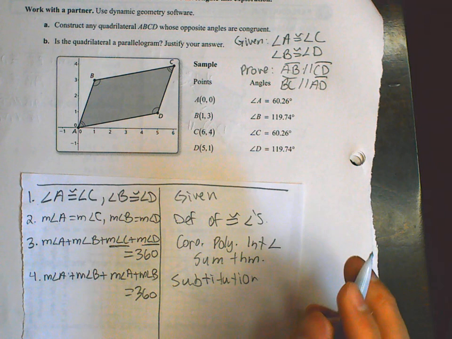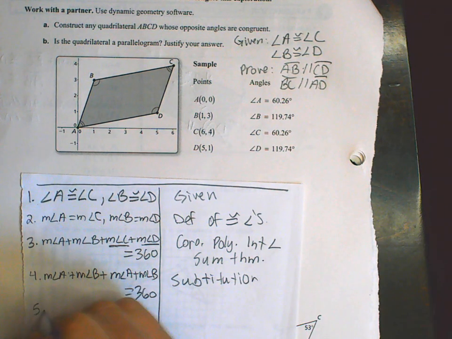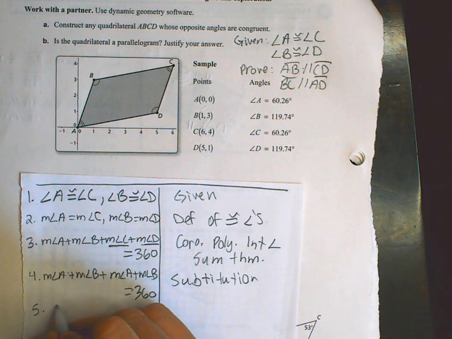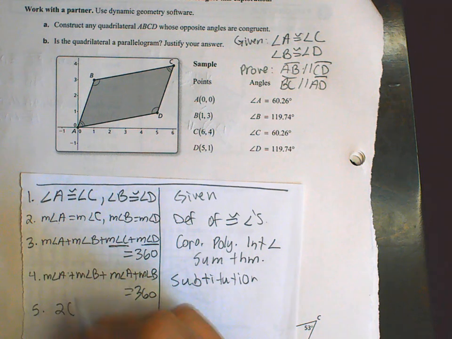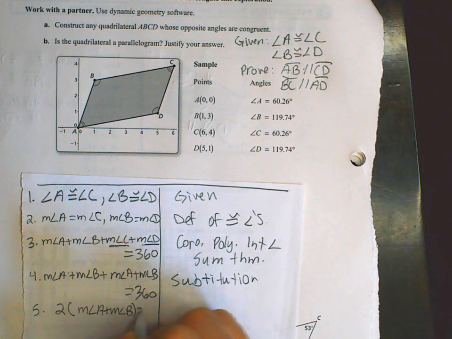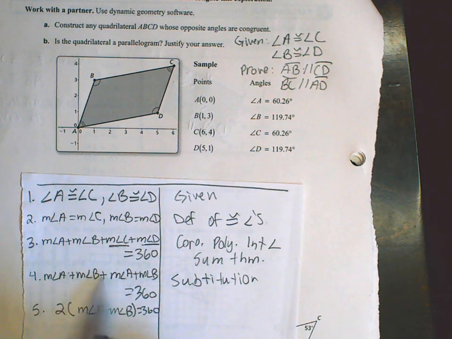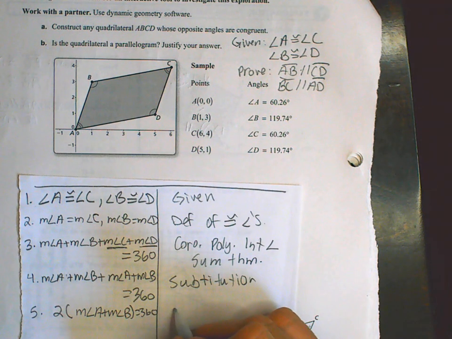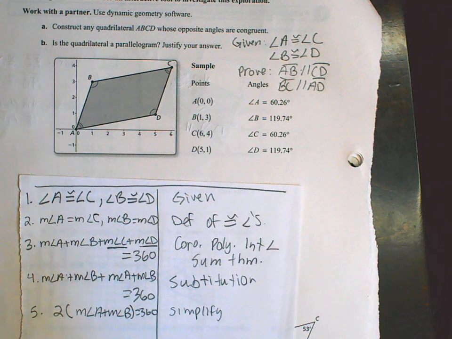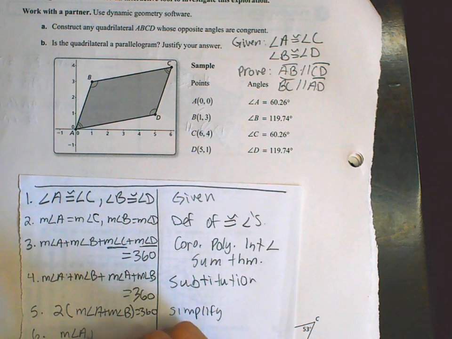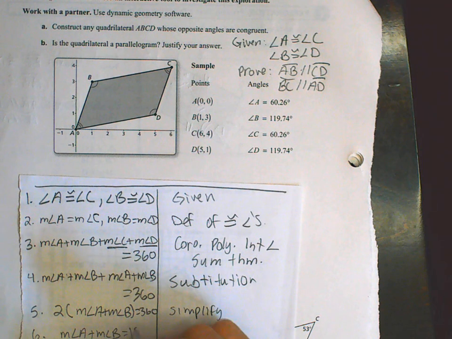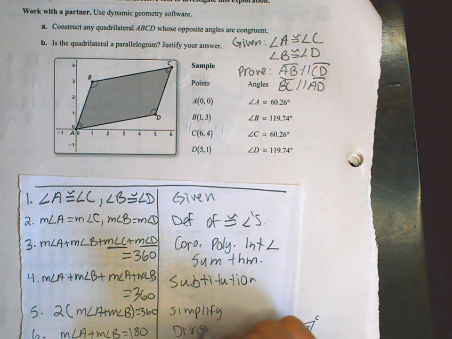Then I'm just going to combine the like terms. Hopefully I have enough space. I'm combining like terms and factoring at the same time. So it's 2 times the measure of angle A plus the measure of angle B. How did I get that? Look, you have 2 of each, so just factor out the 2. It's pretty much simplifying. Divide both sides by 2, and you get the measure of angle A plus the measure of angle B equals 180. Division.